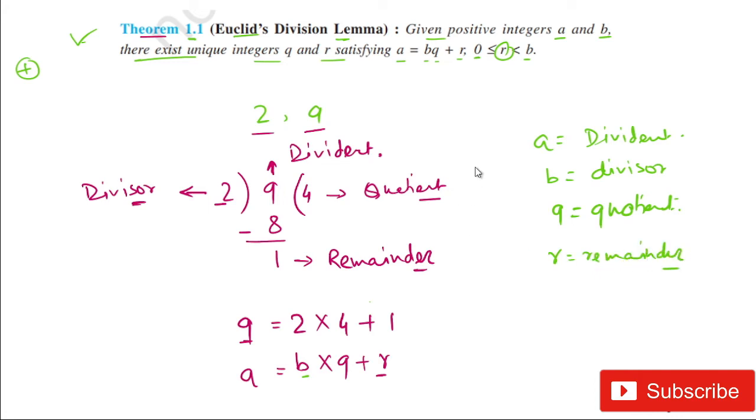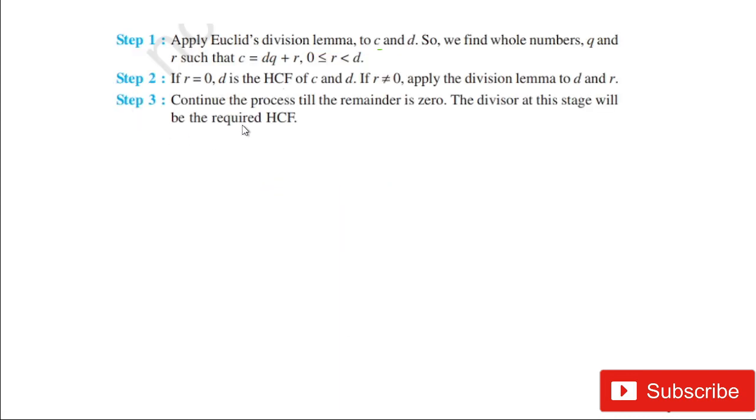So friends, here everything is clear to you. The basic idea of this theorem is to take the values in the form of division. Then we can write it in the form of the lemma, Euclid's division lemma. The basic use of Euclid's division lemma is to find the HCF of two integers. Here for 2 and 9, we can find the HCF by this lemma. And what are the steps we learn? So to find the HCF, what are the steps?